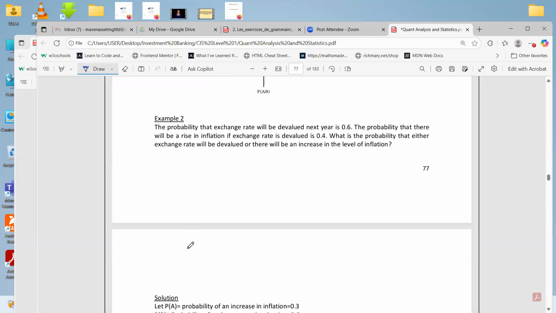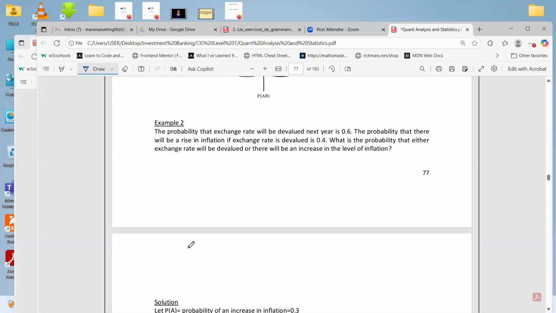The probability that exchange rates will be devalued next year is 0.6. The probability that there will be a rise in inflation if exchange rate is devalued is 0.4. What is the probability that either exchange rates will be devalued or there will be an increase in the level of inflation?